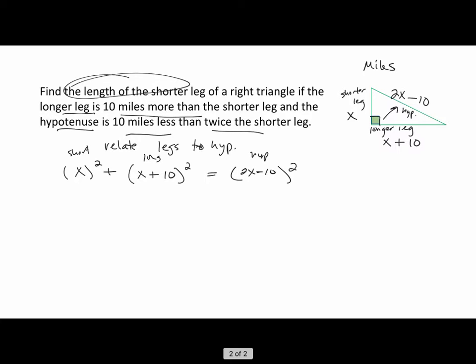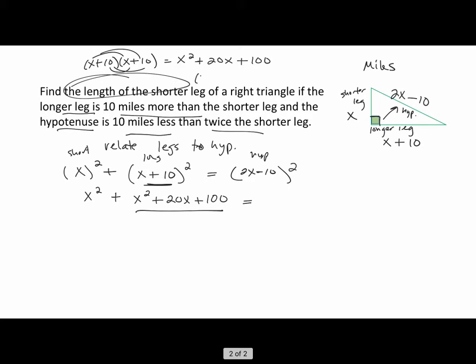So let me remove the parentheses by squaring. x squared is x squared. x plus 10 squared, however, you'll definitely want to multiply x plus 10 times another x plus 10. So that you get x squared plus 10x plus 10x plus 100. So if we expand that, that's x squared plus 20x plus 100.